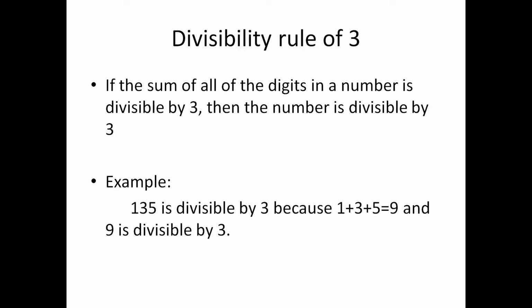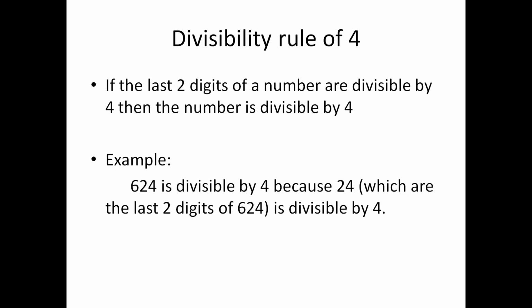If the sum of all the digits in a number is divisible by 3, then the number is divisible by 3. An example is 135. 135 is divisible by 3 because 1 plus 3 plus 5 equals 9, and 9 is divisible by 3.